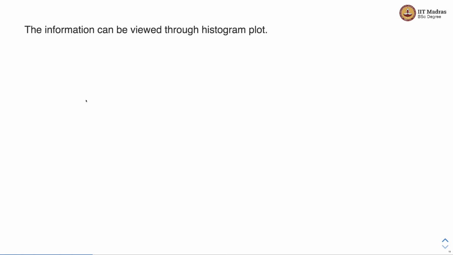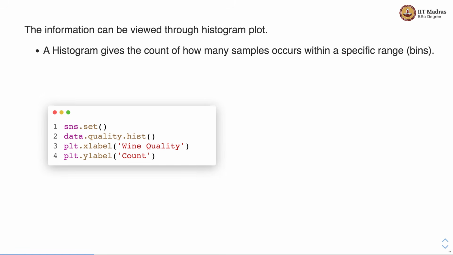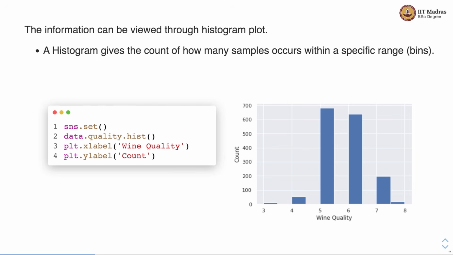This information can be viewed through a histogram plot. A histogram gives the count of how many samples occur within a specific range. We use SNS or Seaborn as a plotting library. So you can see that wine quality is on the x-axis and the count is on the y-axis. And we have plotted the histogram of the wine quality.